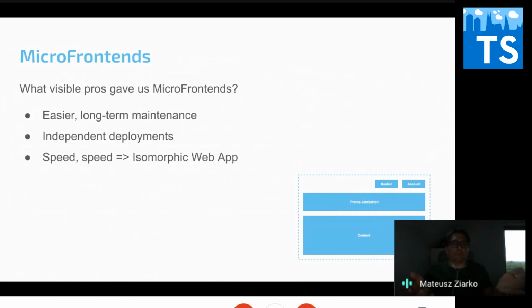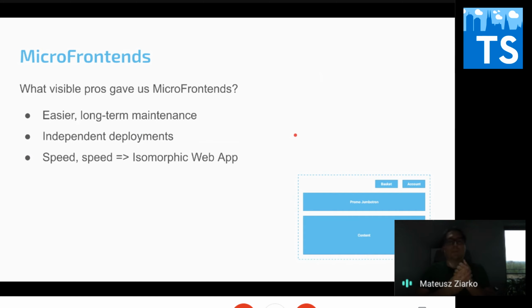So if, let's say, the marketing team is going to fail with a deployment, it doesn't mean that our application is not going to be accessible. It will be, but there will be just a problem with a Jumbotron. So some kind of placeholder has to be displayed, as we are focusing on the speed of isomorphic web apps.